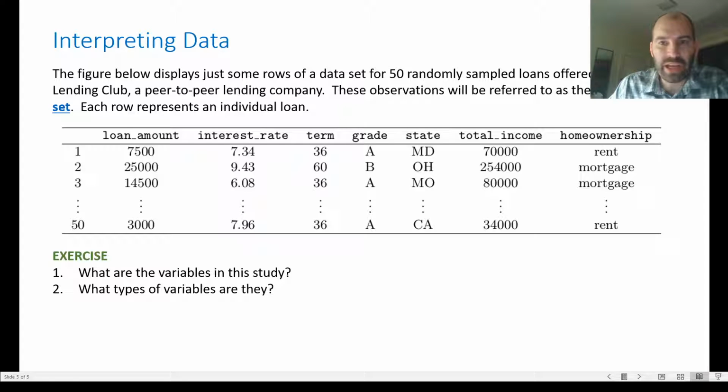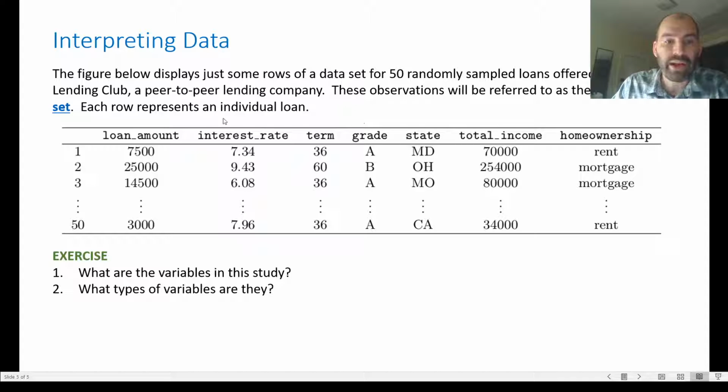Remember, there are two ways to get at the answer here, because I talked about how to identify variables in two ways. Conceptually, variables are the things that are measured. So what was measured in this study? Well, loans, you might say, but those are the things that were sampled. What did we measure from those loans? We measured the loan amount. Each loan had an interest rate, a term, a grade, a state, total income, and whether it was for home ownership or not. This is the total income of the individual that took the loan. So these words up here, loan amount, interest rate, term, etc., are the variables.